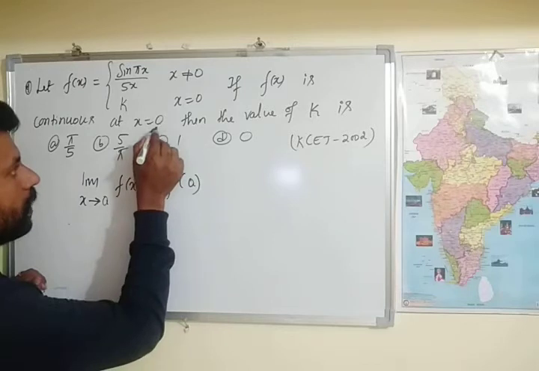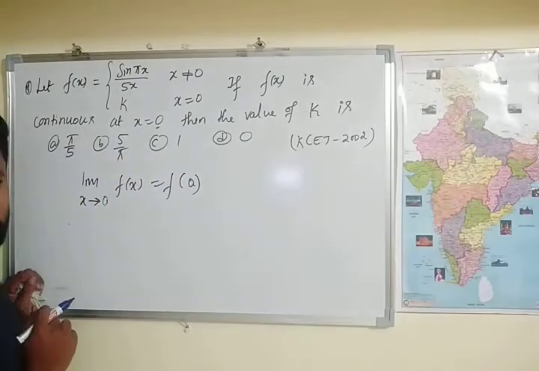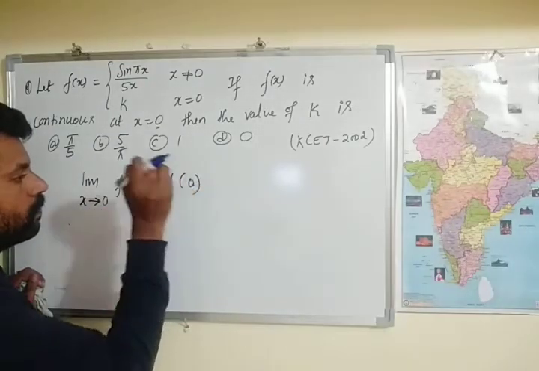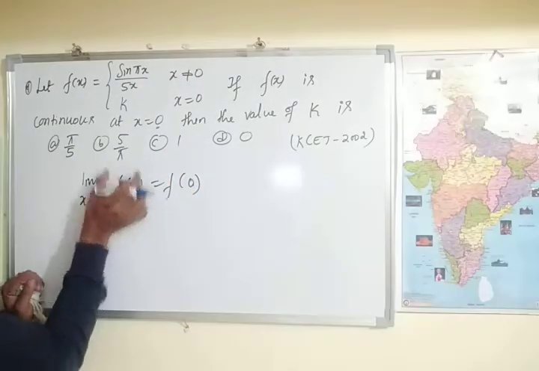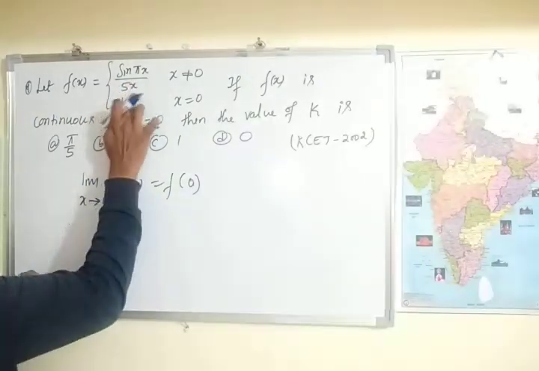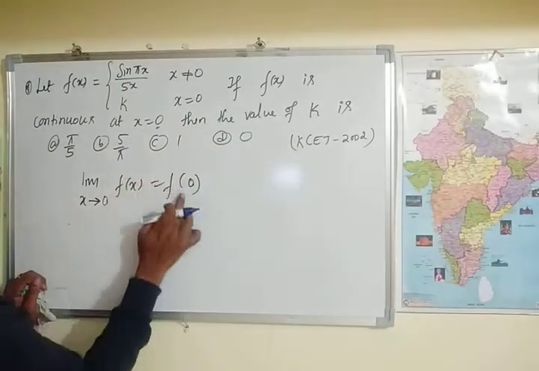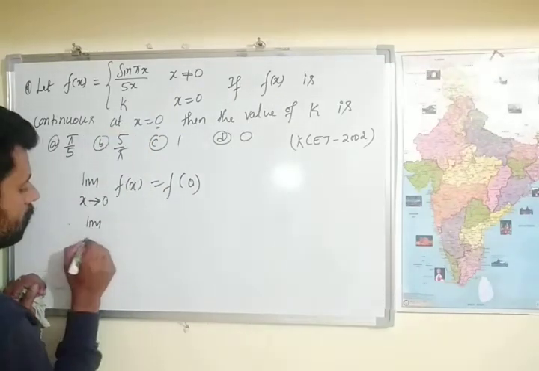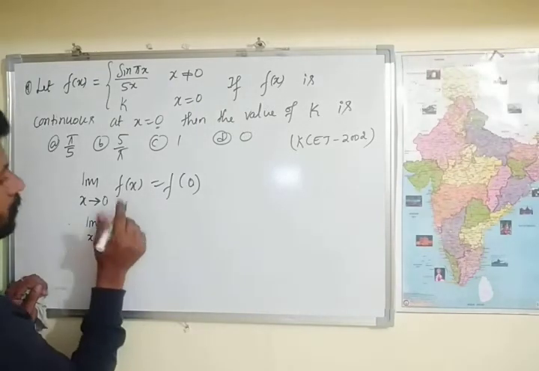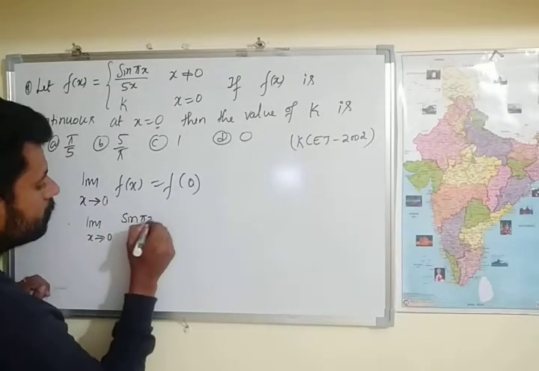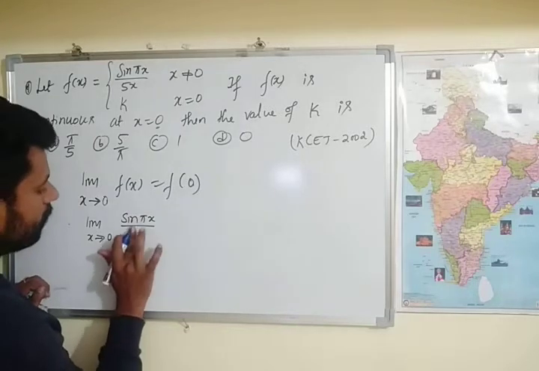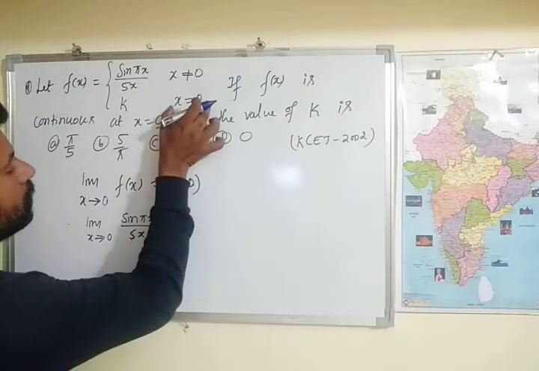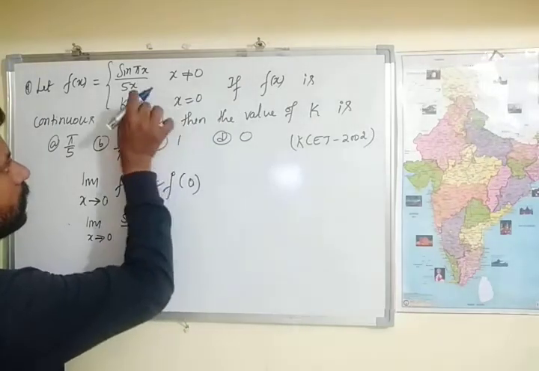Now here we have a value is 0. We substitute 0 in the place of a. Limit x approaches to 0, f of x is equal to f of 0. Now in the place of f of x, here we have sin pi x divided by 5x, and for x is 0, f of 0 value is k. Therefore this result can be written as limit x approaches to 0, sin pi x divided by 5x is equal to f of 0.